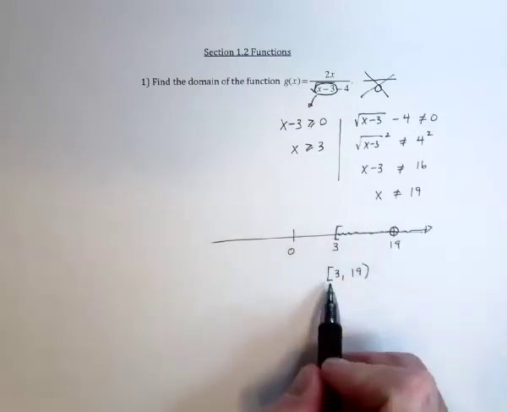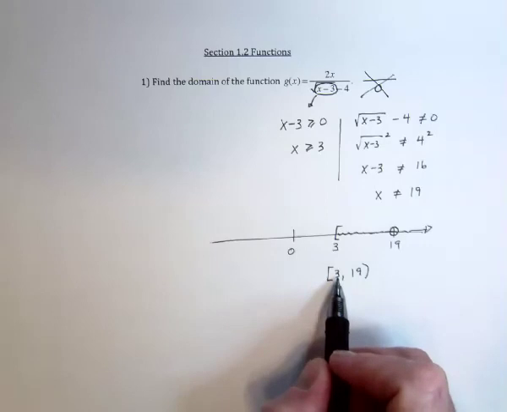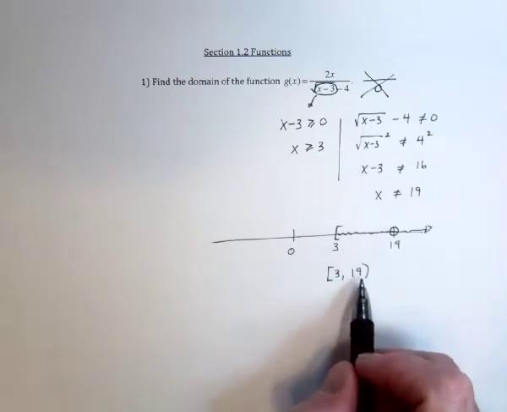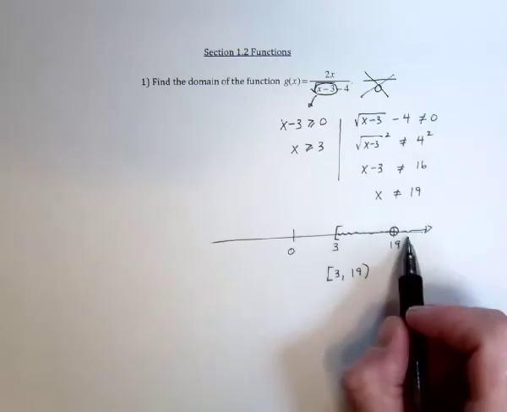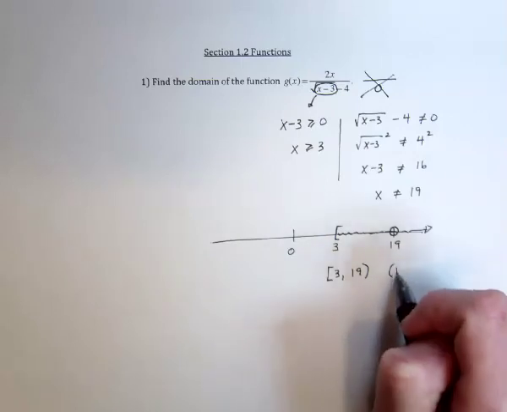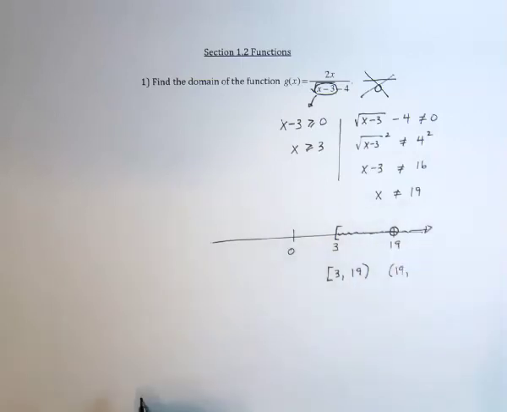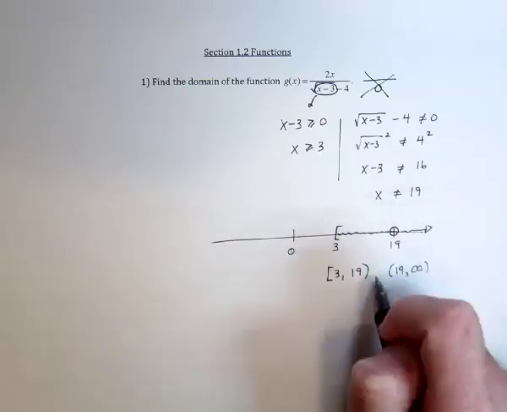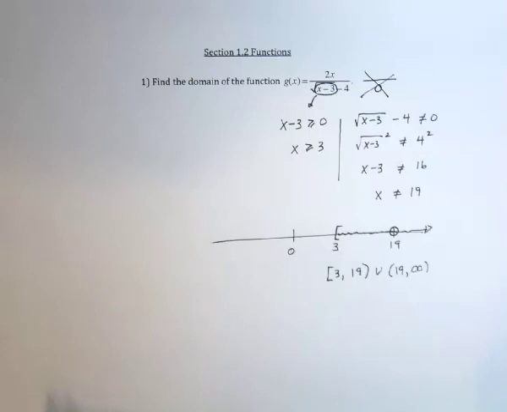So the square bracket means yes, x can equal 3. The round parenthesis means that it can get as close as it wants to 19, but never actually equal 19. And then on the right hand side, it's going from 19 forever. So go from 19, but not including 19, so just to the right of 19, and then go on to infinity. And finally, union those two together, and that is going to be the domain.